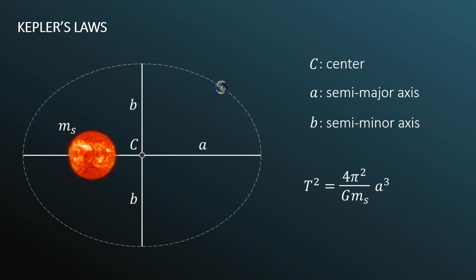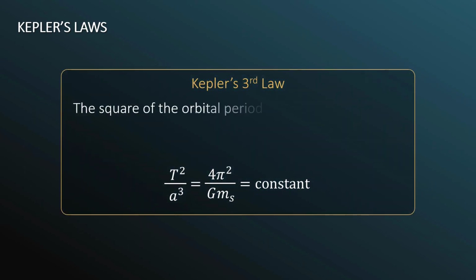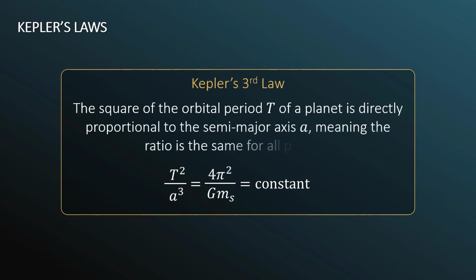If I rearrange this equation, I can write it like this. T squared over a cubed equals, again, 4 pi squared over GMs. That's saying that the period squared over the semi-major axis cubed equals some constant value. Now this is actually Kepler's third law. The square of the orbital period T of a planet is directly proportional to the cube of the semi-major axis a, meaning the ratio is the same for all planets.